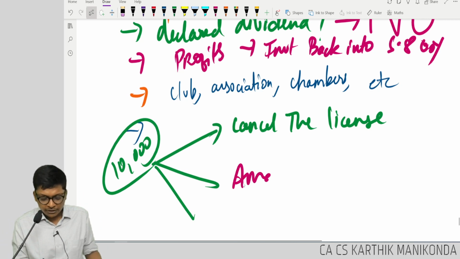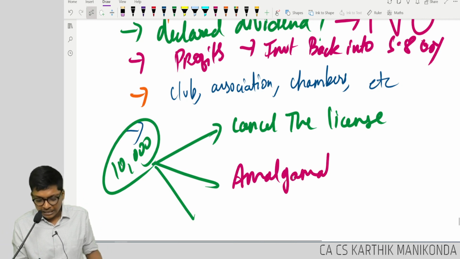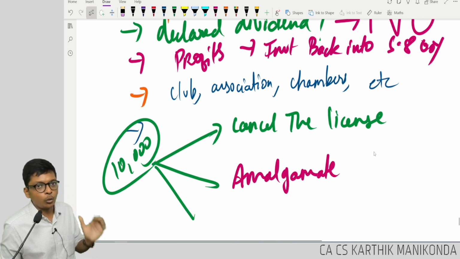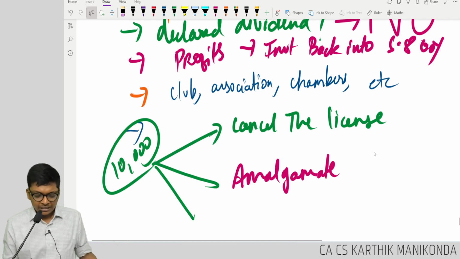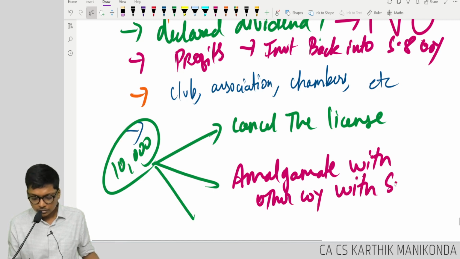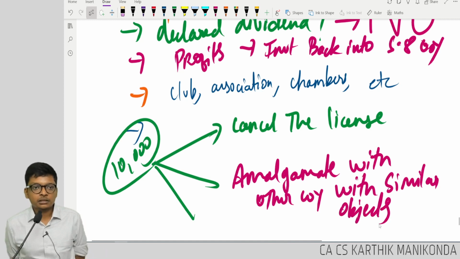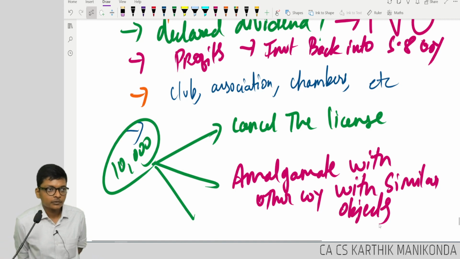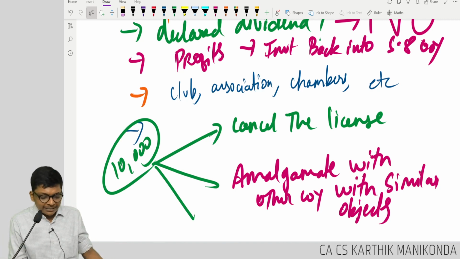So second option is amalgamate. Amalgamation, you know what is amalgamation? It's part of accounts. Amalgamate with other company, with other Section 8 company with similar objects. Are you following, guys? Clear? So what are the three things you will do?